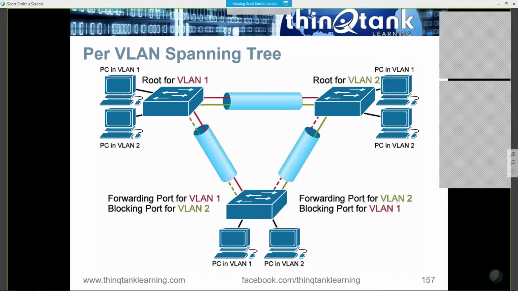Does that mean if the left switch fails, VLAN 1 is SOL? No, because what happens when the left switch fails? That switch takes over for VLAN 1. So the switch on the right is a backup for VLAN 1. The switch on the left is a backup for VLAN 2.